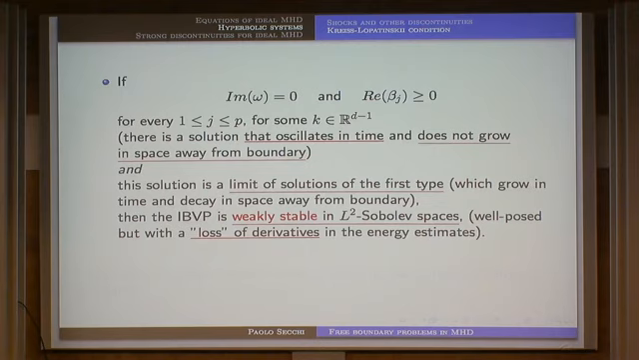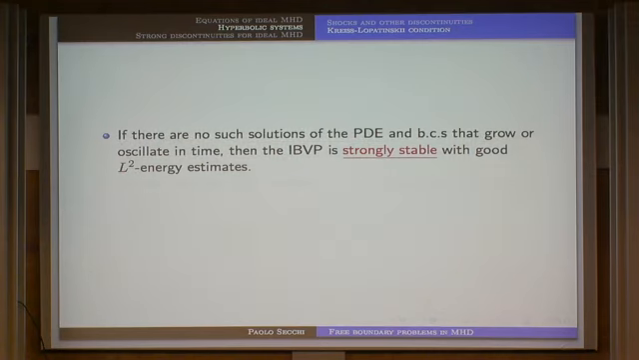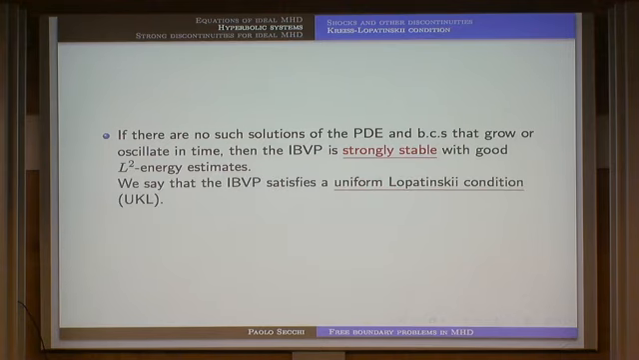Well, and in general, the problem is well posed, okay, but we observe a loss of derivatives in the energy estimate. Examples: Rayleigh surface waves in elasticity or contact discontinuity in MHD. Third case, there are no such solutions of the PDE and boundary conditions, growing or oscillating in time, and we say that the problem is strongly stable, and we have a good L2 energy estimate without loss of regularity. Okay, and this is the case of the uniform Lopatinsky condition.